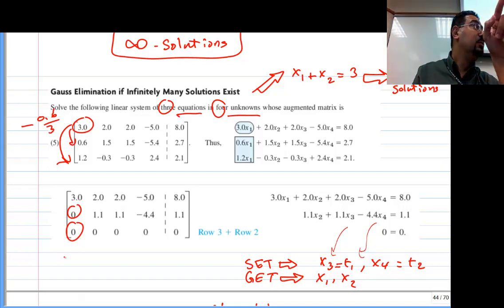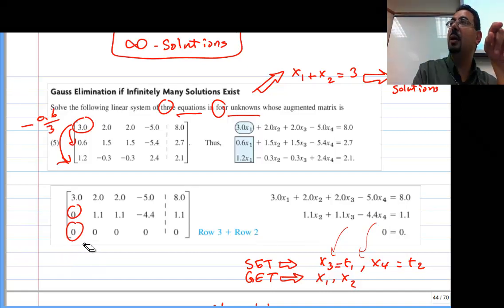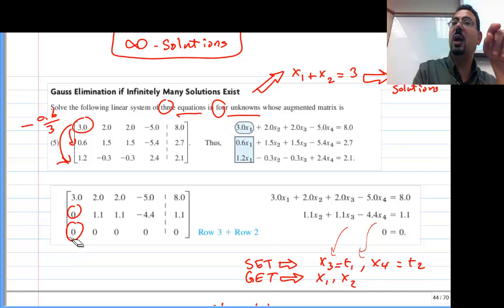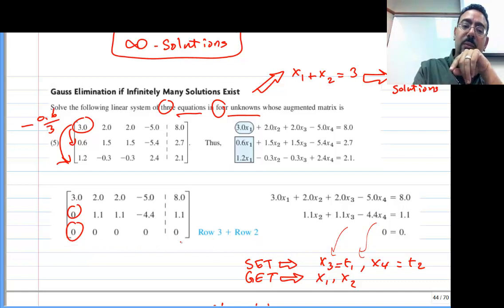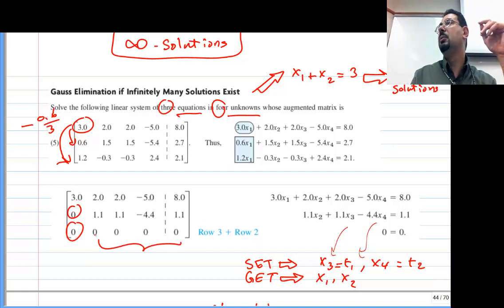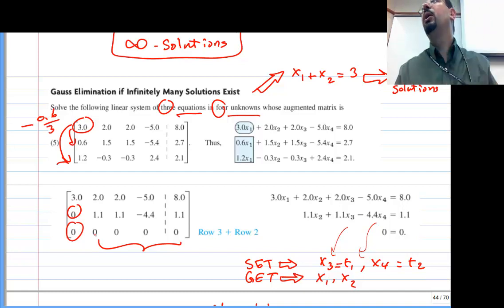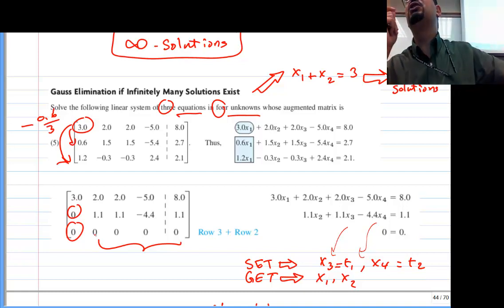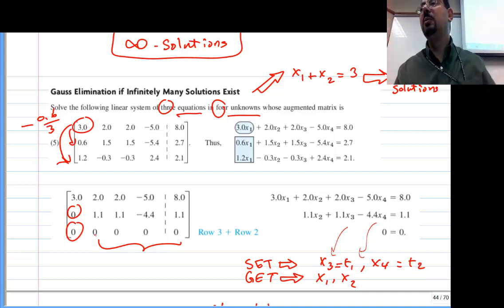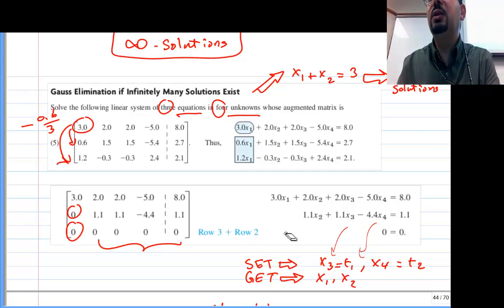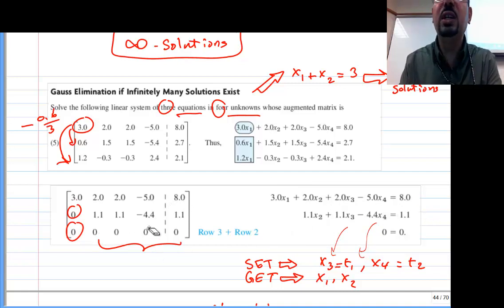Not only did we have 3 equations for 4 unknowns, in the Gauss elimination we were only trying to get rid of this guy, but it turned out the whole row zeroed out for us. So now we have even 2 equations for 4 unknowns, not just 3 equations. So let's read them. Those equations will look like this: 3 times x1 plus 2 times x2 plus 2 times x3 minus 5 times x4 equals 8. And the same thing over here. And of course this is 0 equals 0.